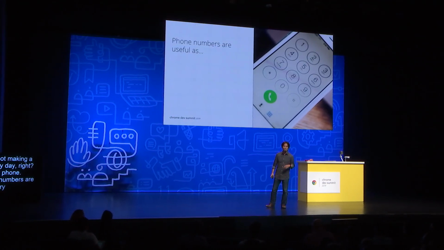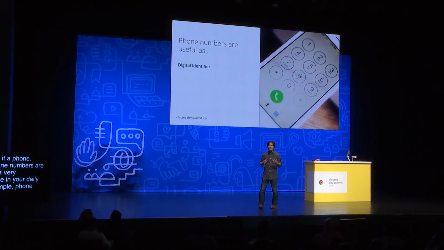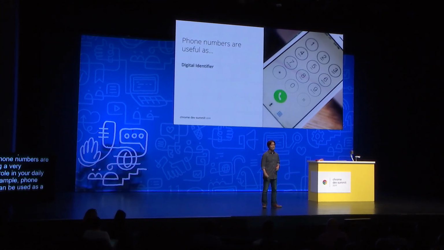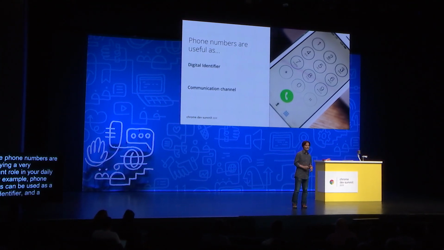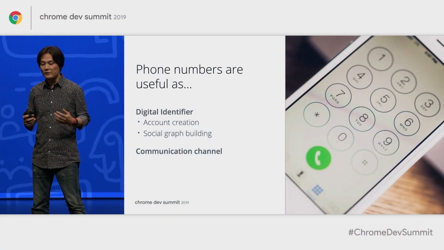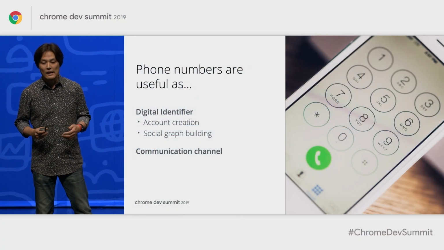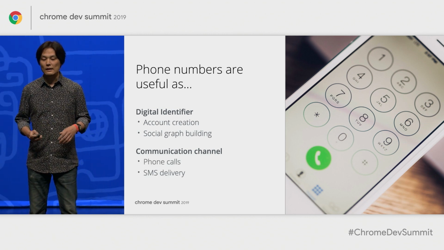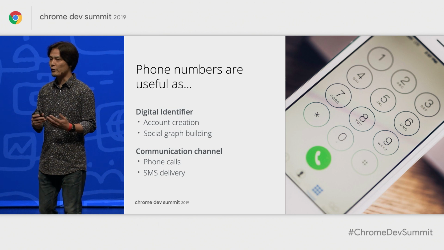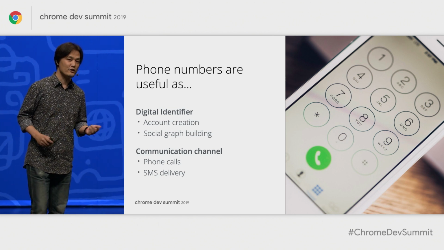For example, phone numbers can be used as a digital identifier and a personal communication channel. Some web services use phone numbers to create online accounts or to build a social graph. As a personal communication channel, of course, you make phone calls, and you can send text messages.